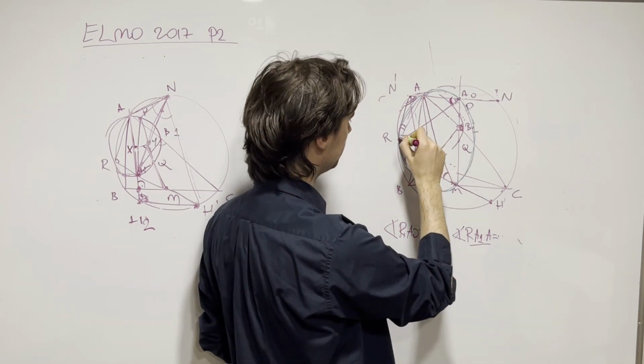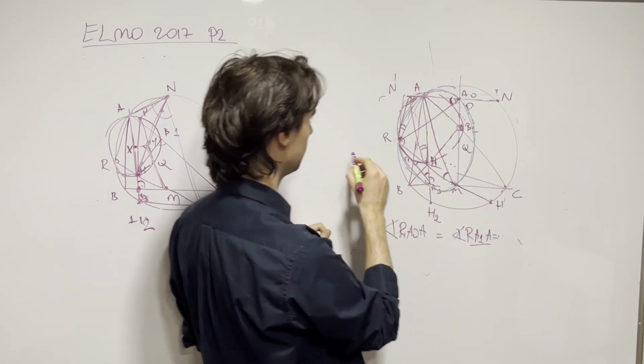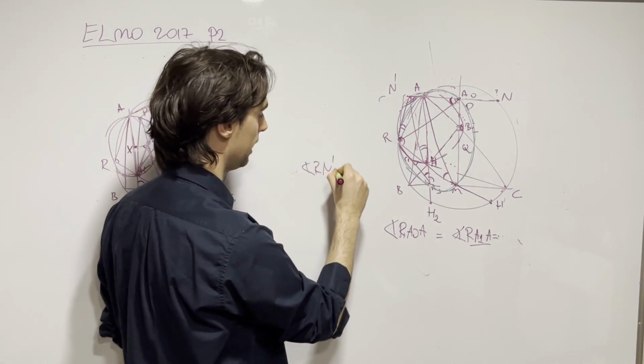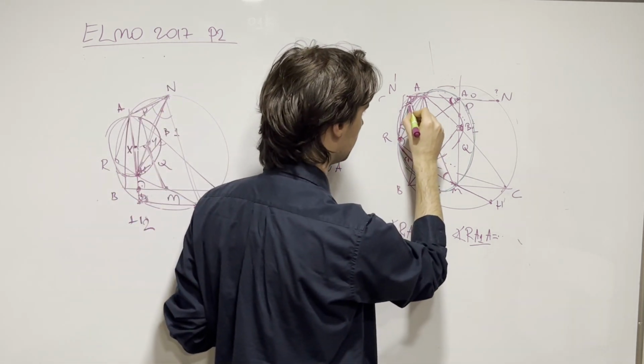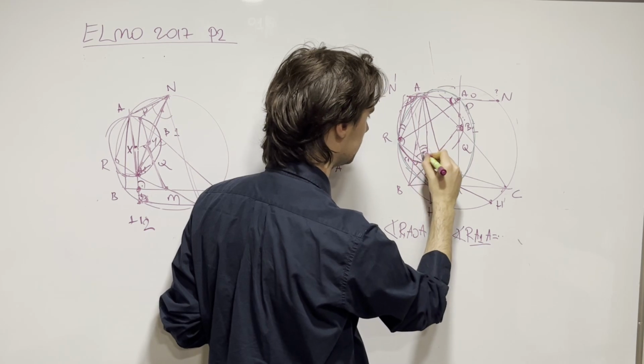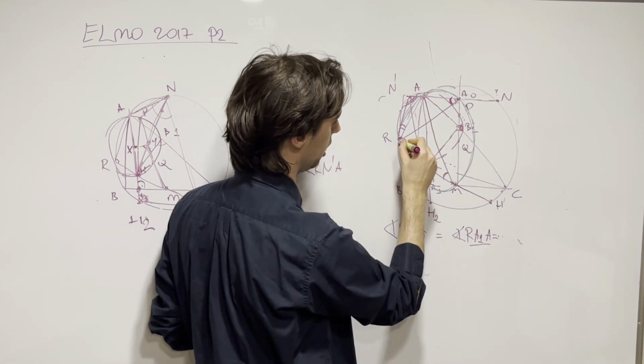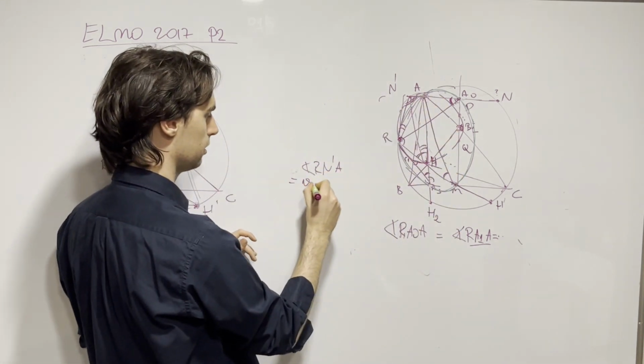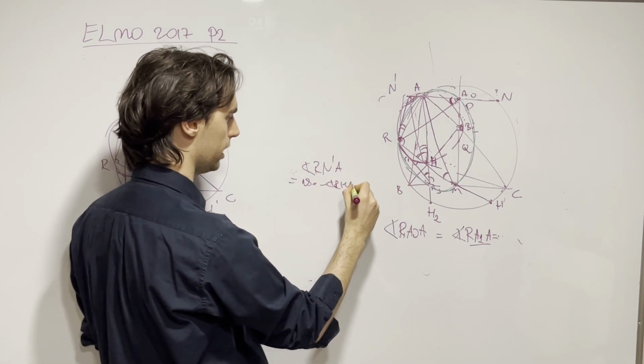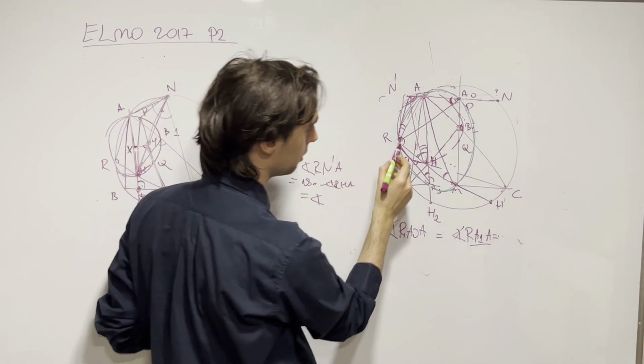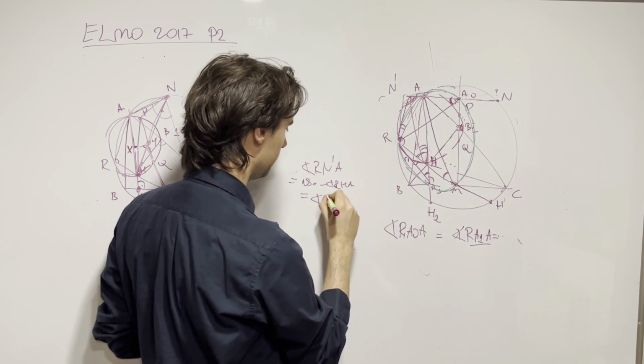But also we have this angle here, RN prime A. This thing here is equal to 180 minus RHA, which is equal to the angle RHA1.